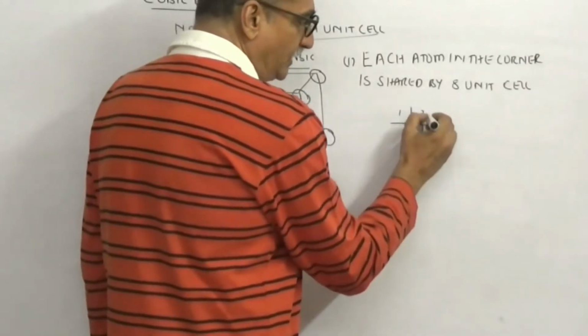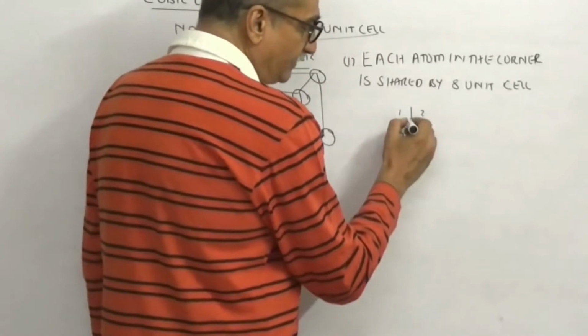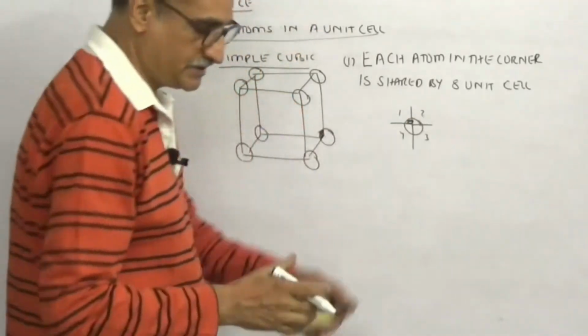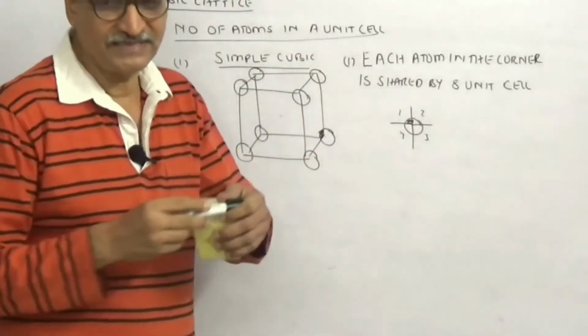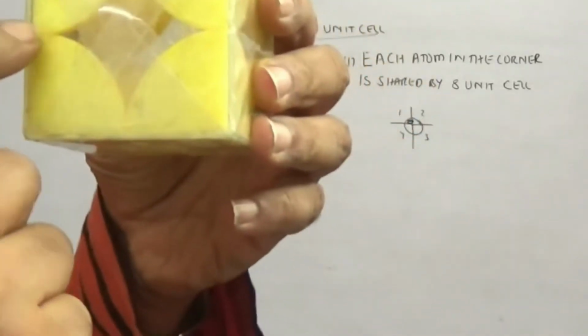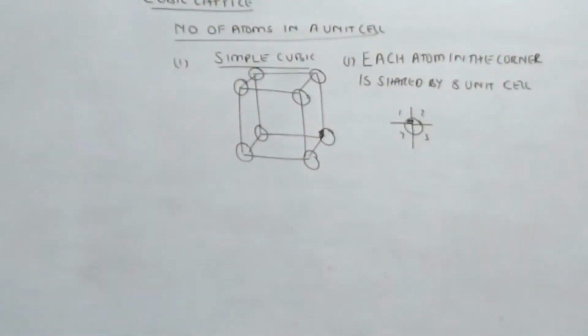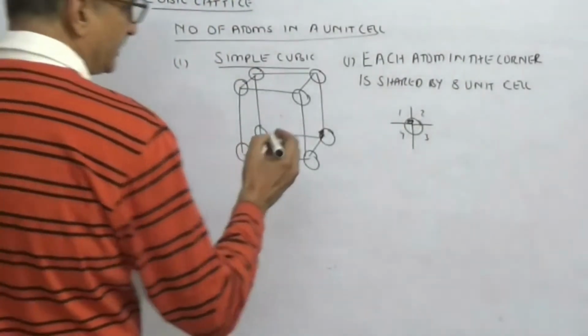So this is 1, 2, 3, 4 and then 4 in the top. So each atom in the corner is shared by 8 unit cells. Understand this, because once I get this right, everything else will be easy. So this part that I am talking about is actually 1/8. So this part is 1/8.